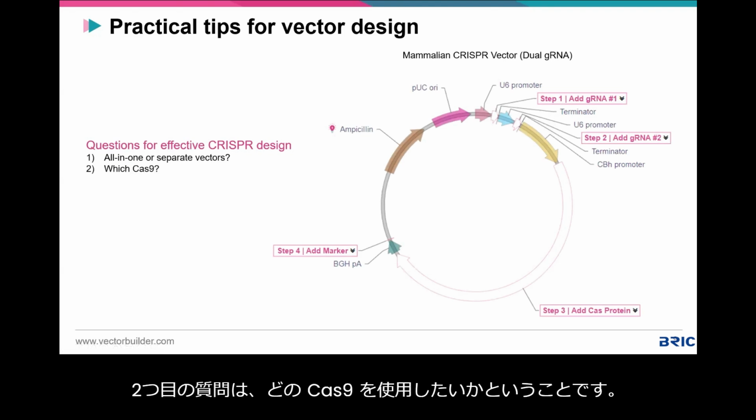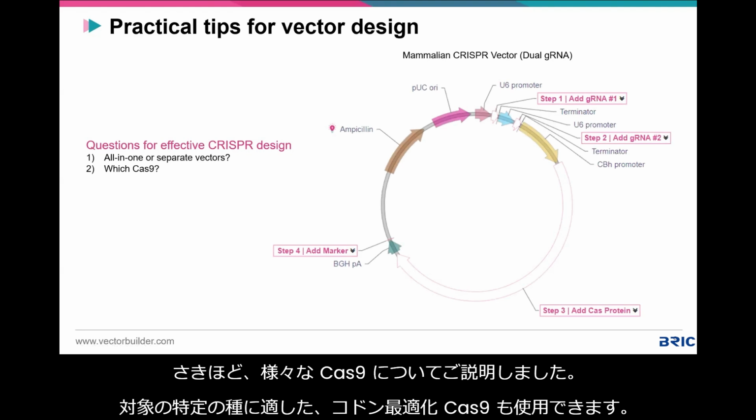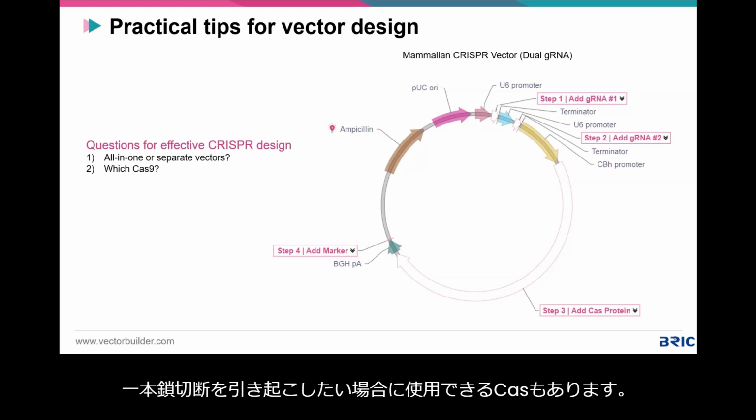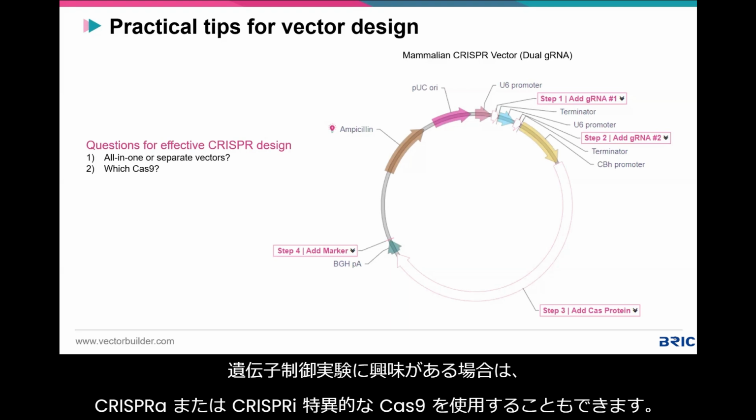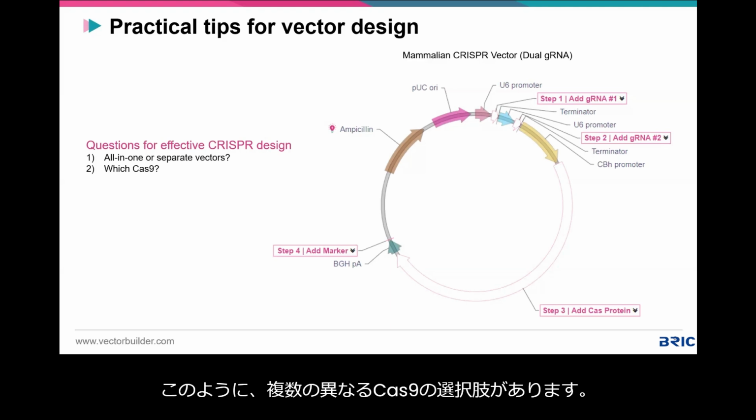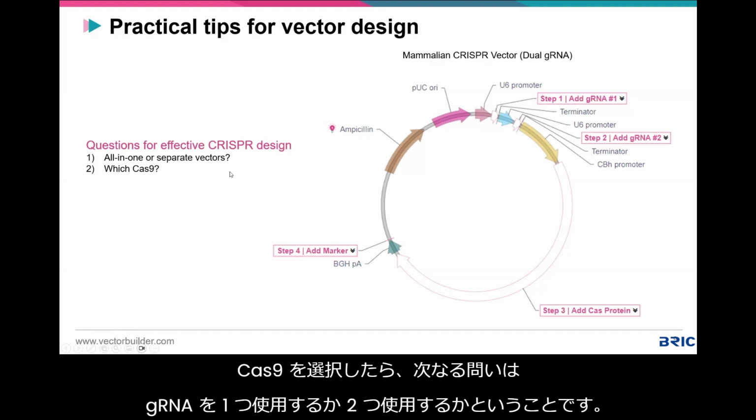The second question you want to ask is, which Cas9 do I want to use? I talked about the different Cas9s that are available. You could use a codon-optimized Cas9 that is suitable for the specific species you're working with. Or you can use nickases if you're interested in causing single-stranded breaks. Or you can use CRISPRa or CRISPRi specific Cas9s if you're interested in a gene regulation experiment. So multiple different options are available. So you choose your Cas9. And the next question you ask is, do I want to use one or two guide RNAs?